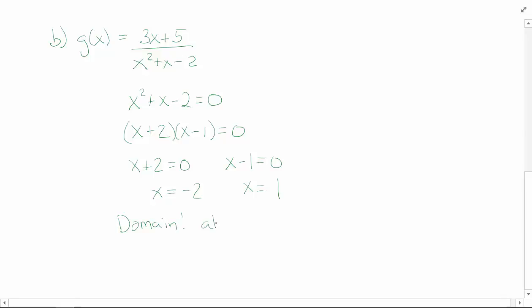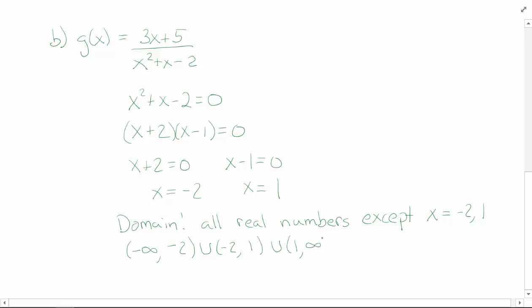If you want to write that down in words, that would look like all real numbers except x is equal to negative 2 and 1. Those are a lot of words, so if you want to write that in interval notation, that would look like negative infinity all the way up to, but not including, negative 2, because that would make you divide by 0, union all the numbers between negative 2 and 1, union 1 to infinity.